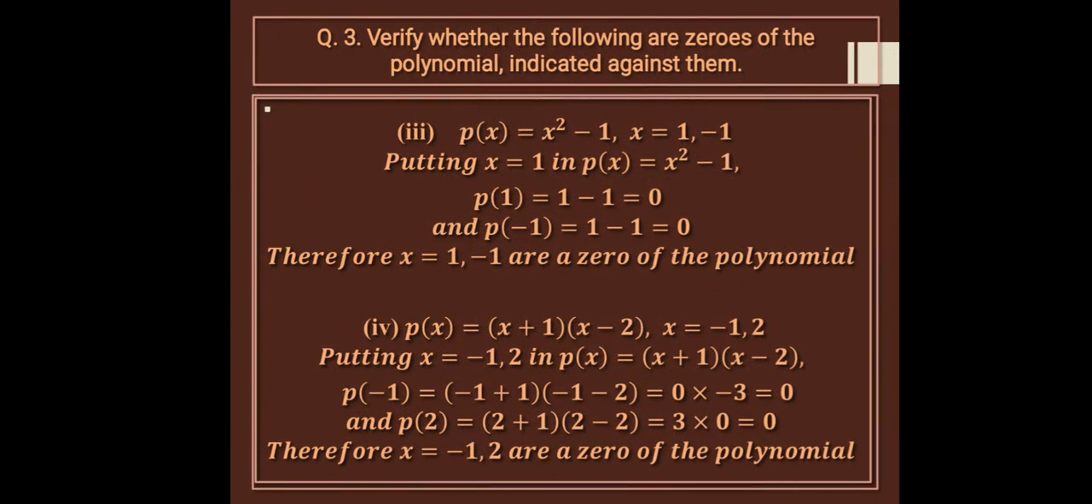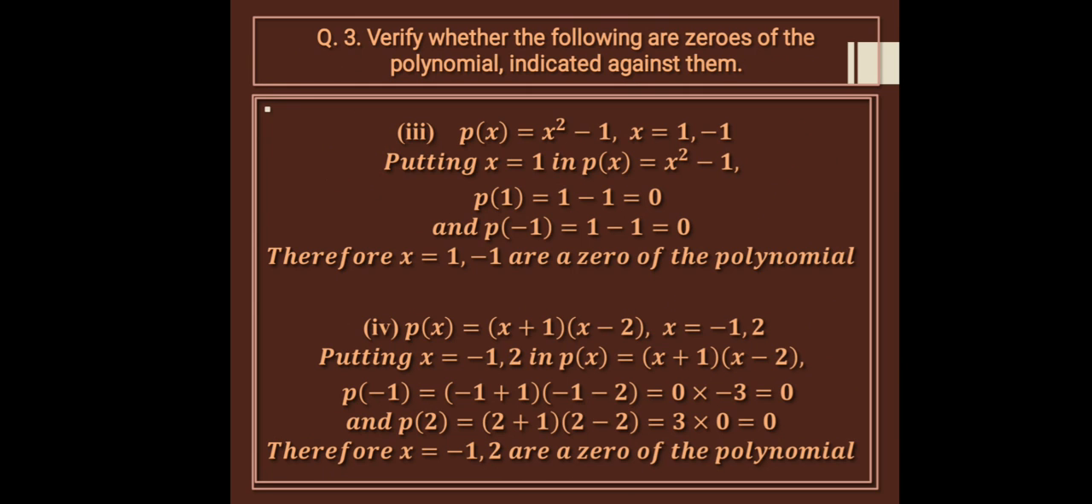Next, when x equals 1 and minus 1. So in x square minus 1, x square, either this is 1 or minus 1, whatever, the value would be 1. So 1 minus 1 equals 0. In both cases, the value of this polynomial is 0. So x equal to 1 and minus 1 are zeros of the polynomial.